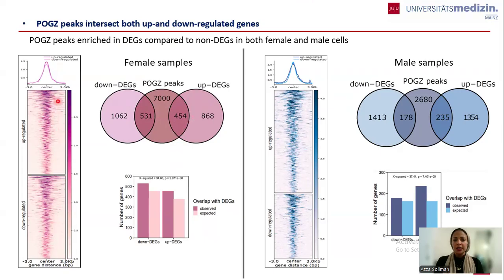And here you can also see how it's distributed close to the transcription start site in the upregulated and the downregulated genes. That was also the case with the male samples, where there were a bit fewer, but still POGZ peaks intersect with the downregulated and the upregulated DEGs.